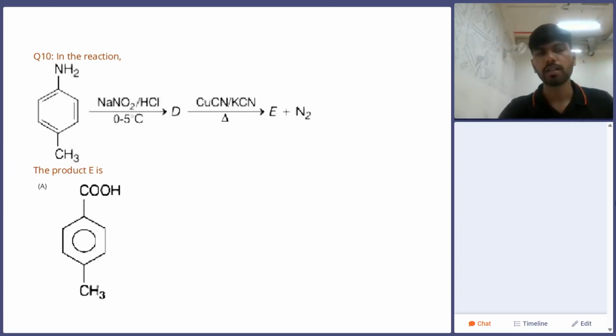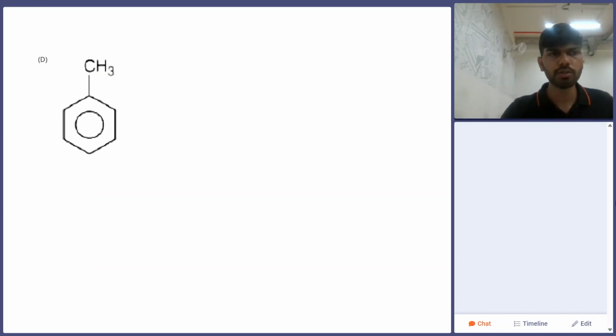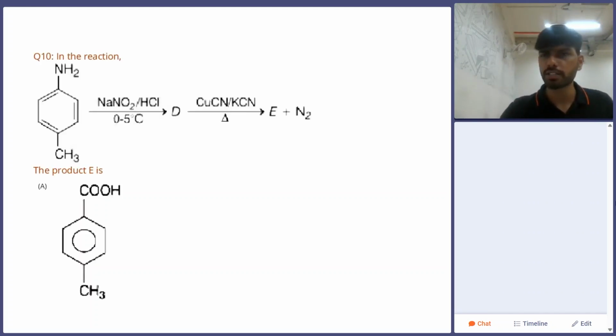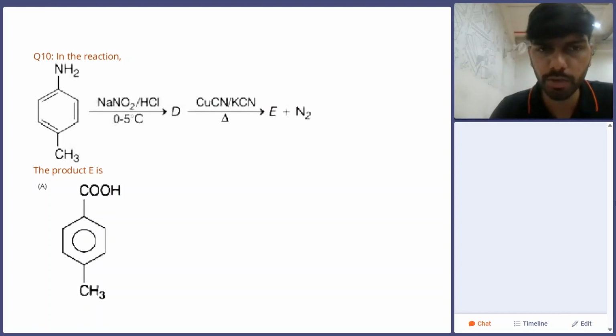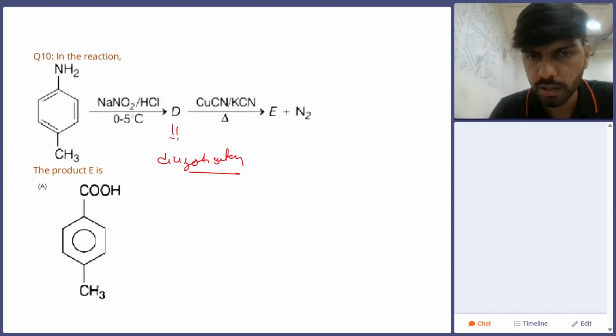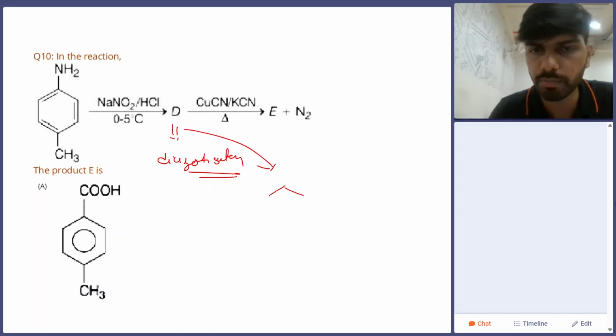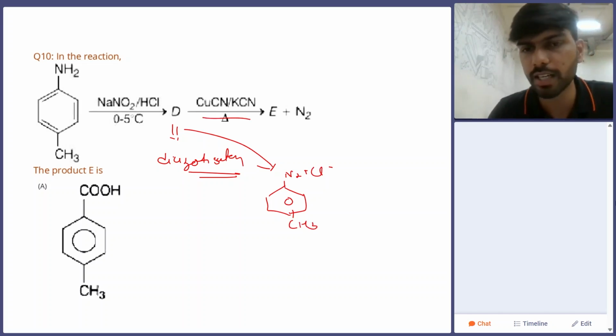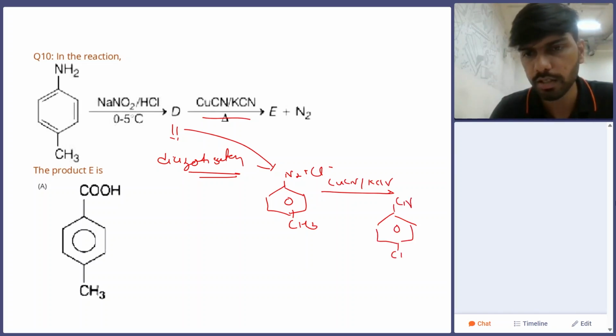Now the next question: in the reaction, what is the final product? Option A is this, then B, C, and then option D. This question is very simple: NH2 with NaNO2, HCl gives a diazonium salt, the diazotization process. So the compound is N2 plus Cl minus with CH3. After that, CuCN and KCN will react, so the product is very simple, CN and CH3.